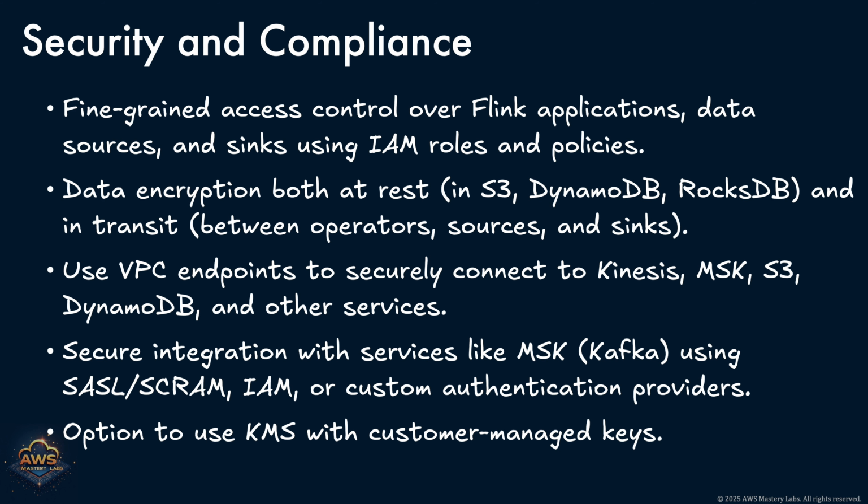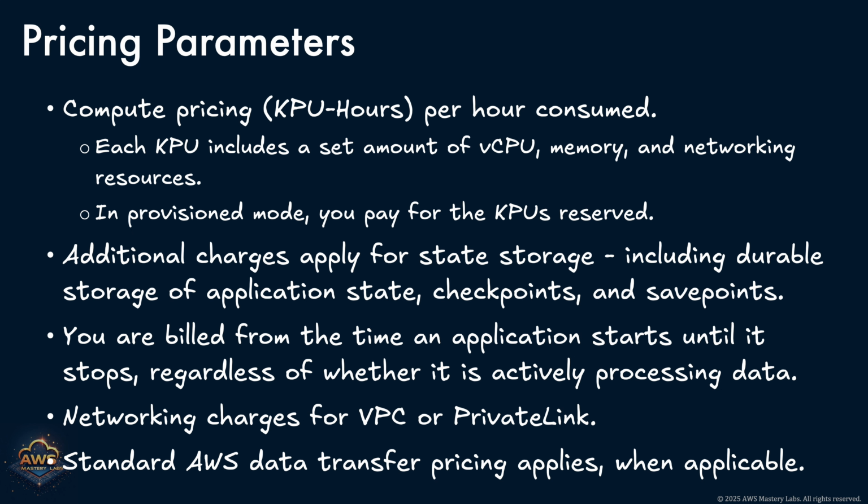Understanding the pricing model for Amazon Managed Service for Apache Flink is essential for accurately forecasting your operational costs and making informed architectural decisions. First and foremost, compute resources are billed based on the number of Kinesis processing units, or KPUs, consumed per hour. Each KPU bundles a fixed amount of vCPU, memory, and network bandwidth. The more intensive your application, whether it's due to higher throughput, heavier state, or more parallelism, the more KPUs you'll consume, directly impacting your compute costs.